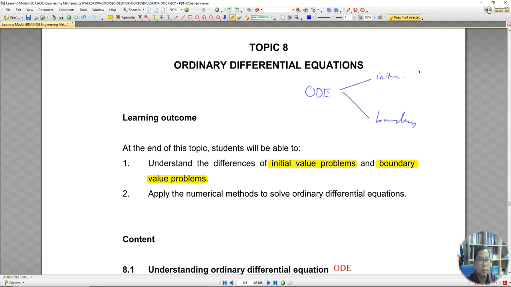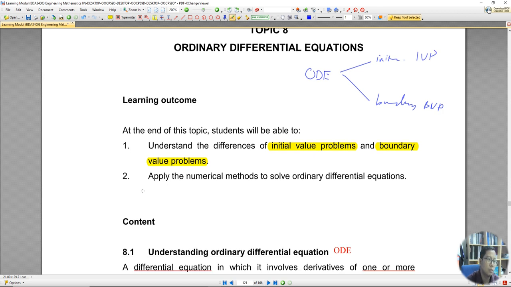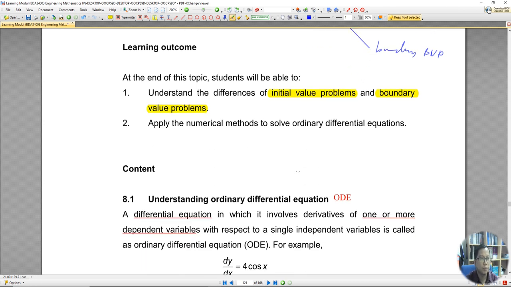Okay, for this IVP and BVP, IVP is divided into several methods, which is around 4. We have Euler method, modified method, and Runge-Kutta as well. And BVP also is divided into 2, which will be explained in the next session of the video recording version. And the second learning outcome of this topic is the student will be able to apply the numerical method to solve the ordinary differential equation.